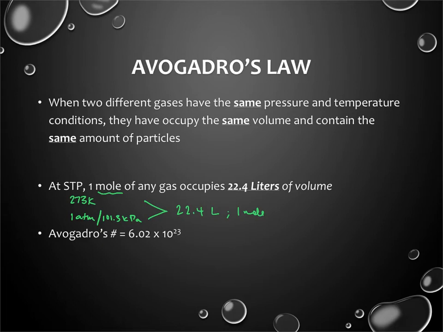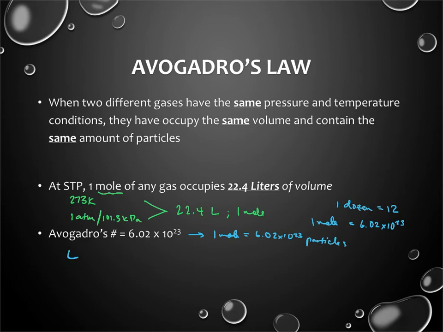So what is a mole? Let's think about the word a dozen. We start with this comparison here. 1 dozen equals 12. Well, 1 mole equals Avogadro's number, 6.02 times 10 to the 23rd. So if you say you have 1 mole of something, you have 6.02 times 10 to the 23rd of that specific item. So 1 mole equals 6.02 times 10 to the 23rd particles.